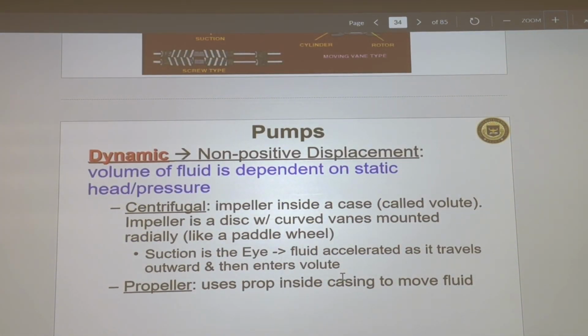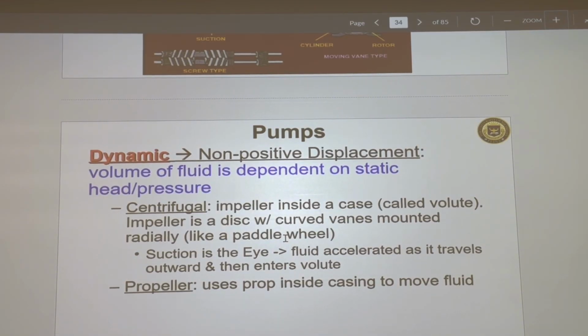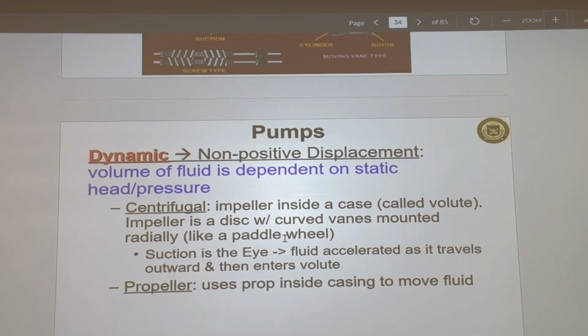So now, dynamic. The word is positive and non-positive. So dynamic pumps fall under non-positive displacement. The volume of fluid is dependent on static head pressure, so it can develop only a certain pressure. It doesn't have that capacity, but it is good at developing a high volume of fluid displacement.